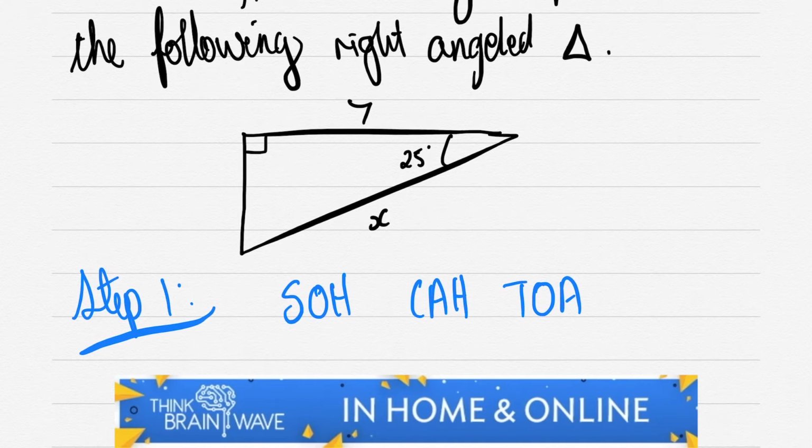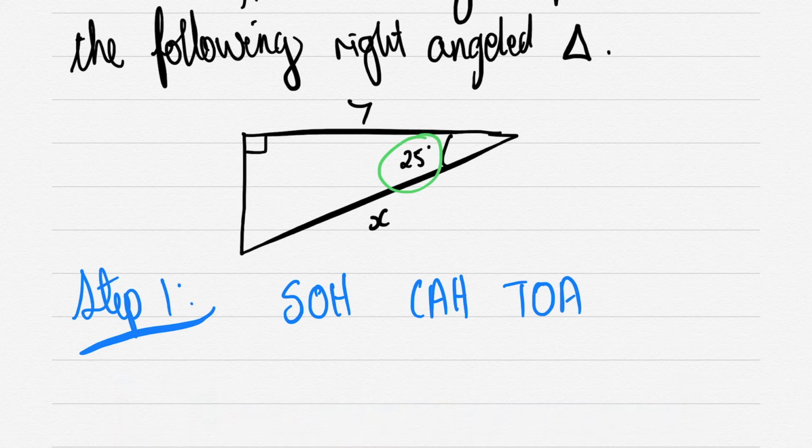We actually have x as the hypotenuse. The unknown is the opposite angle. As you can see, it's 25 degrees. We don't know what the opposite side is. We do know what the a is. We know what the a and the h are. So we've got 7 and x.